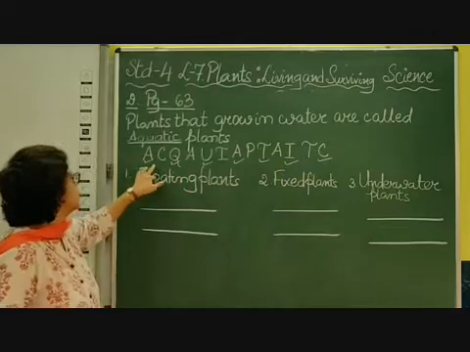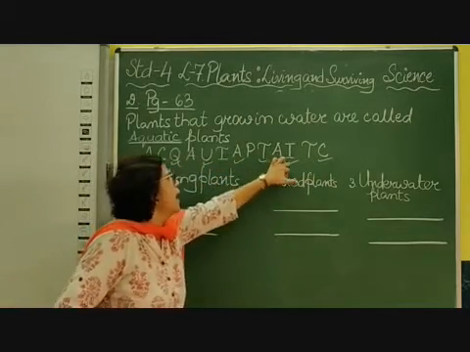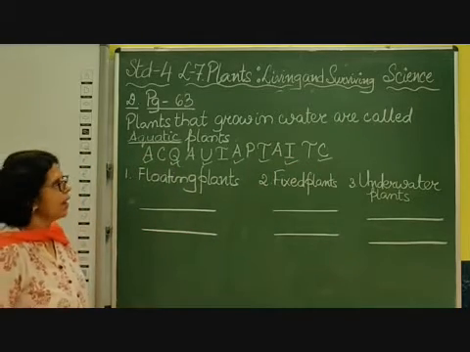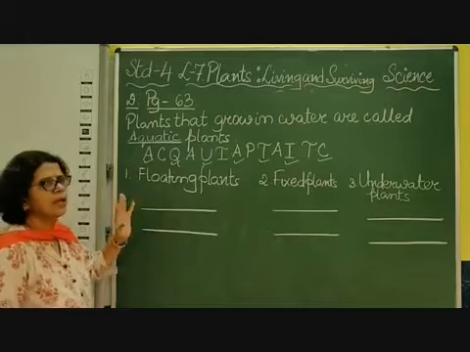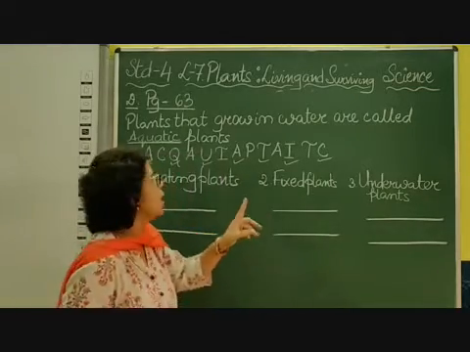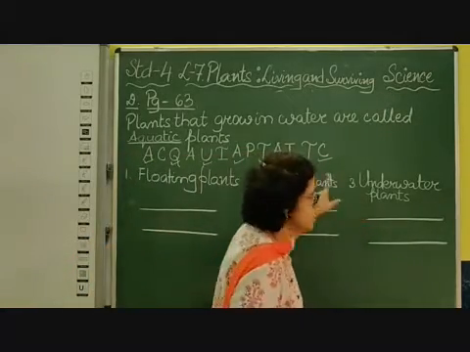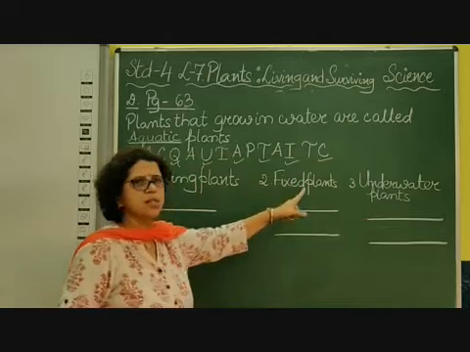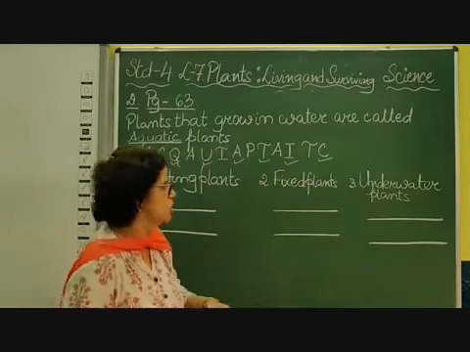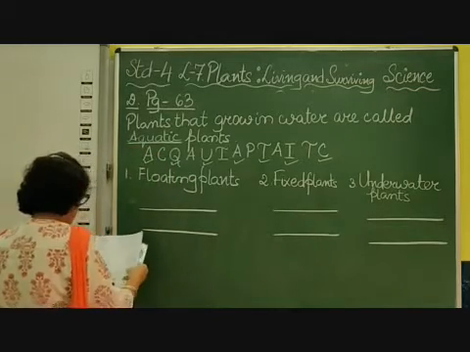So you can see the spelling A-Q-U-A-T-I-C, aquatic plants. So plants that grow in water are called aquatic plants. Now they have said that, as you know, there are 3 types of aquatic plants. They are floating plants, fixed plants and underwater plants, and we have to write 2 examples for each. So in floating plants, let us write duckweed.